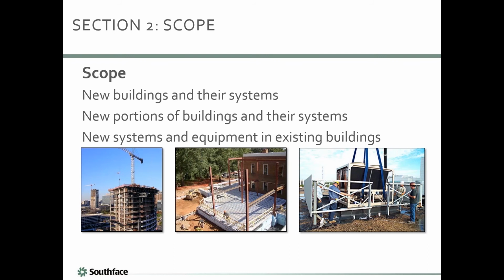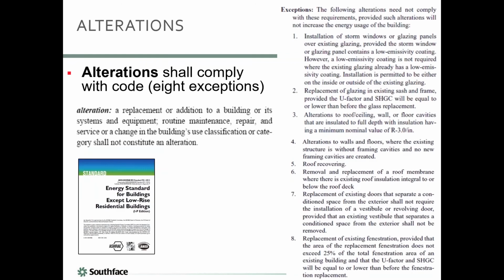So if you build a brand new building, it needs to be built to code. New portions of existing buildings need to meet code. If you go in and renovate a system, that system needs to be brought up to code. New work needs code. There's also often a list of exceptions. Like if you add low-E storm windows to windows that are already there, you're only making what's there better. You can fix a broken window.